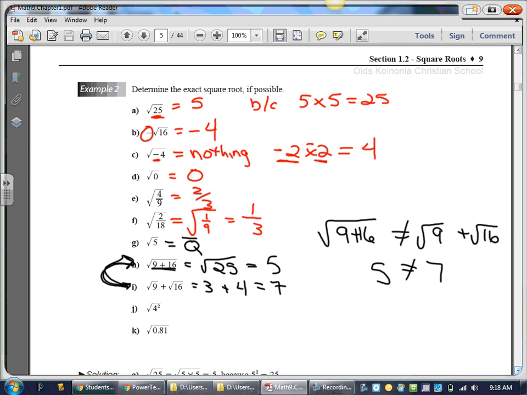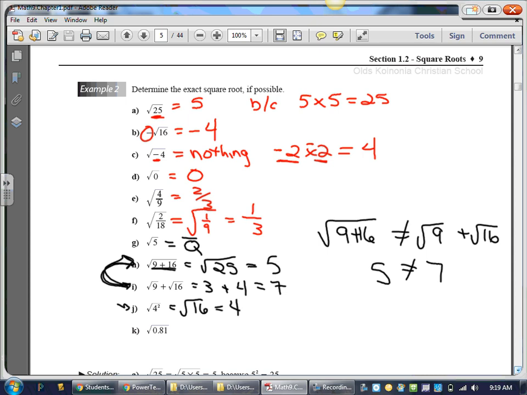Understand? Okay. All right, how about this J? Here we are at J. The square root of 4 squared. What could you do? Could you actually find out what 4 squared is? What's 4 squared? 4 times 4 is 16, right? What's the square root of 16?